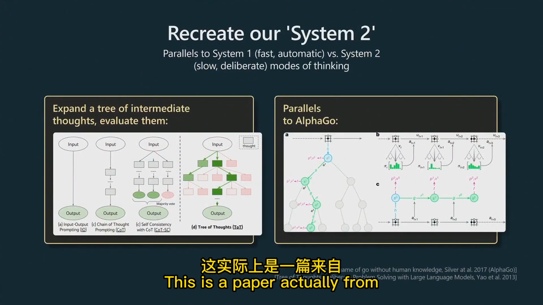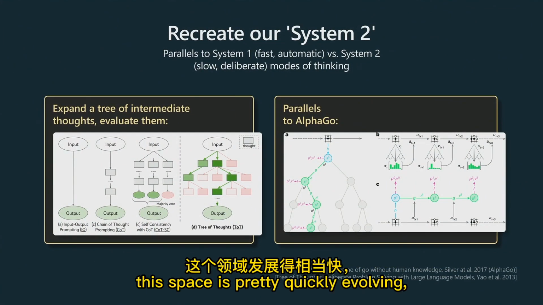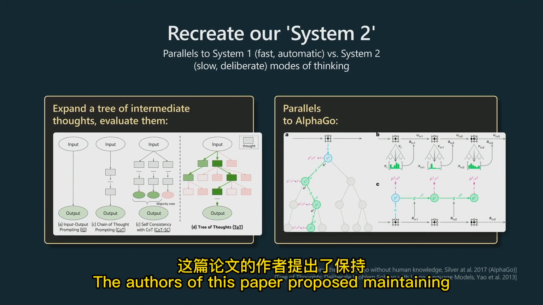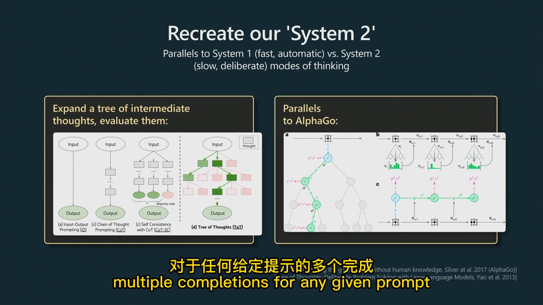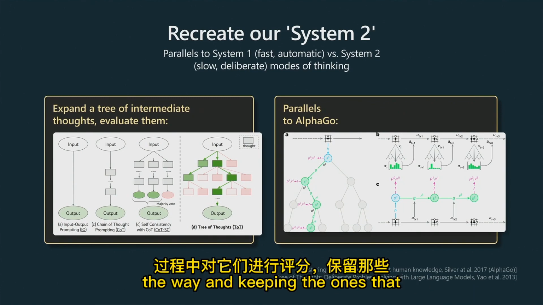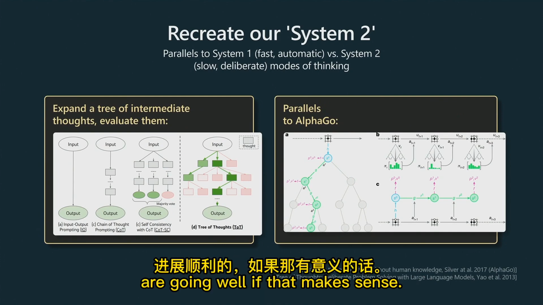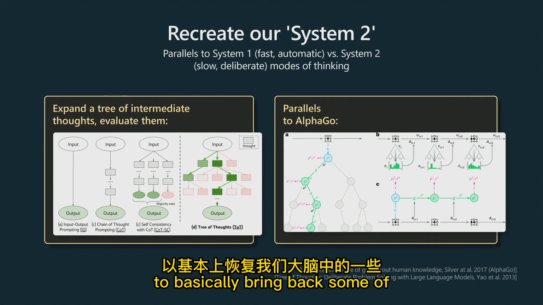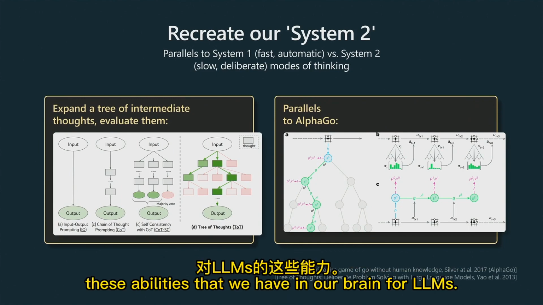And so this is a paper actually from just last week, because this space is pretty quickly evolving. It's called Tree of Thought. And in Tree of Thought, the authors of this paper propose maintaining multiple completions for any given prompt. And then they are also scoring them along the way and keeping the ones that are going well, if that makes sense. And so a lot of people are really playing around with prompt engineering to basically bring back some of these abilities that we have in our brain for LLMs.